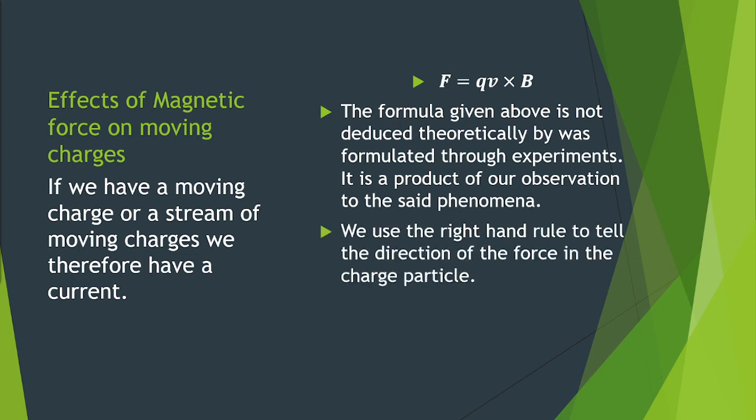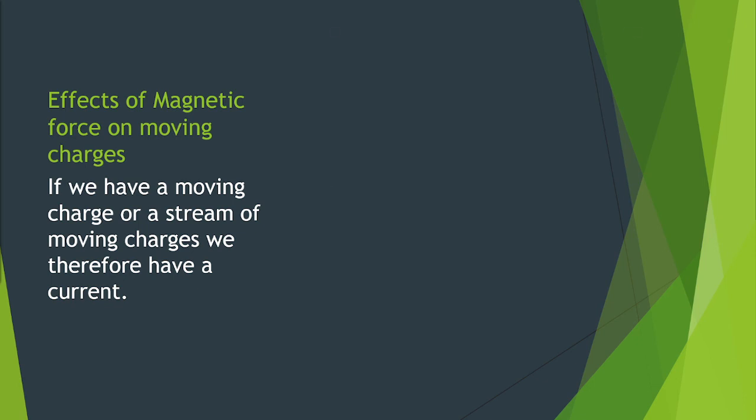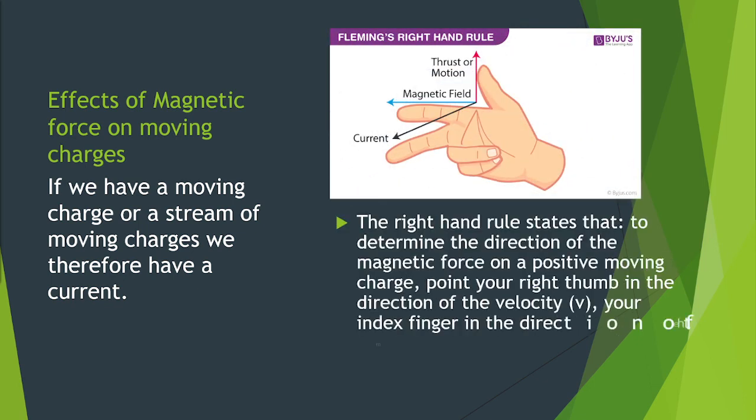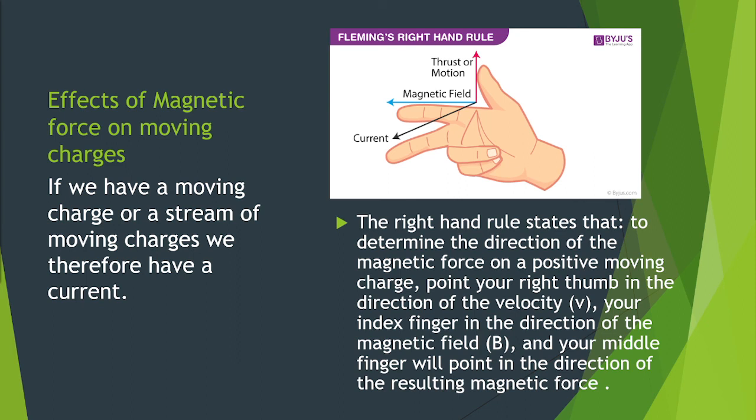We use the right-hand rule to tell the direction of the force on the charged particle. The right-hand rule states that, to determine the direction of the magnetic force on a positive moving charge, point your right thumb in the direction of the velocity, v, your index finger in the direction of the magnetic field, B, and your middle finger will point in the direction of the resulting magnetic force.